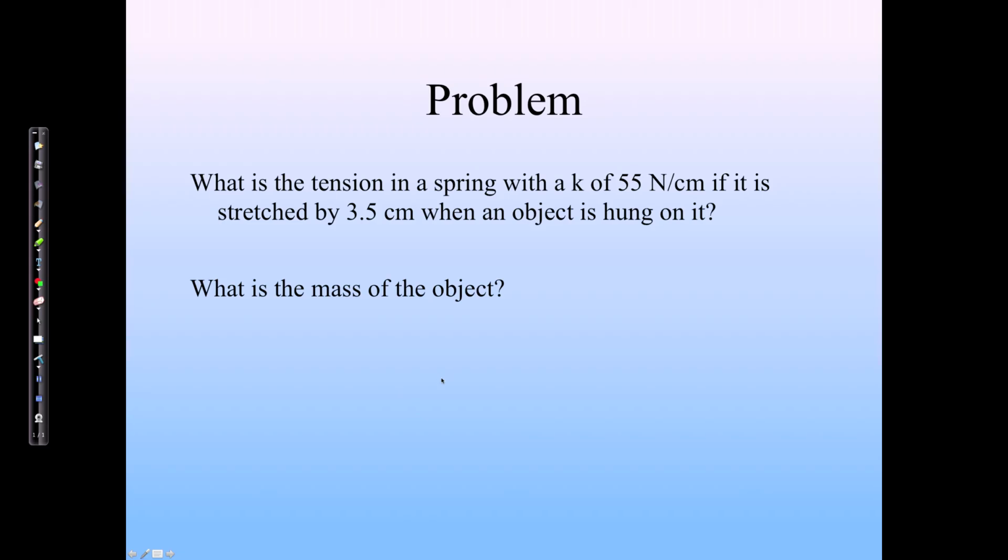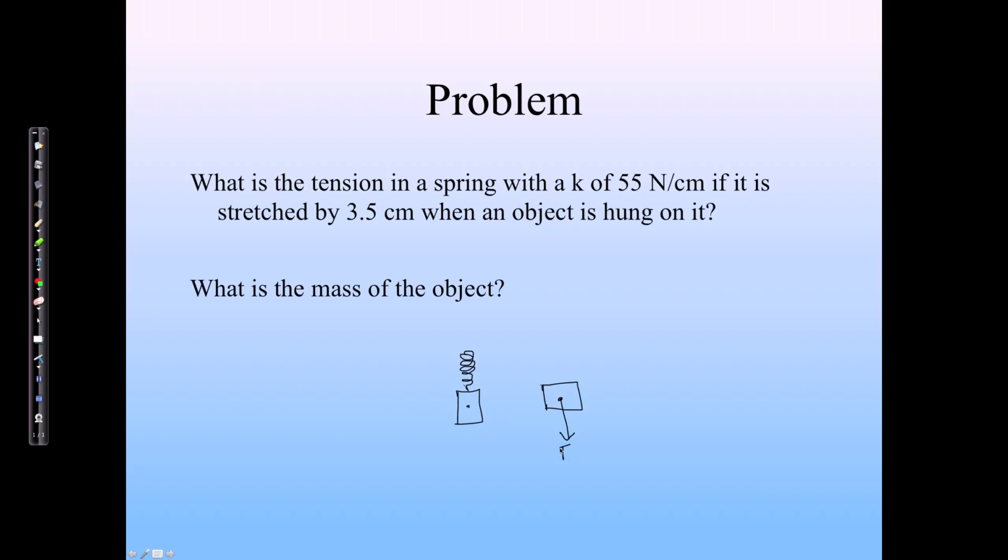All right, let's first look at the object. Let's try that spring again. So here's an object with a spring attached. Now, let's redraw this as a free body diagram.